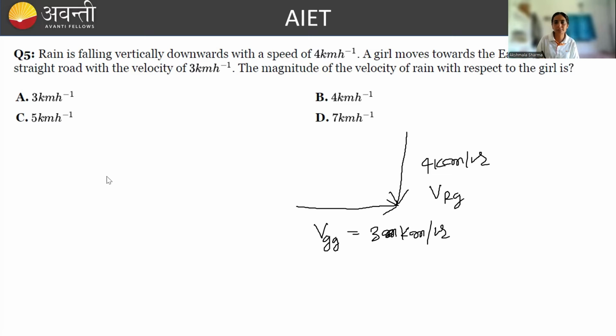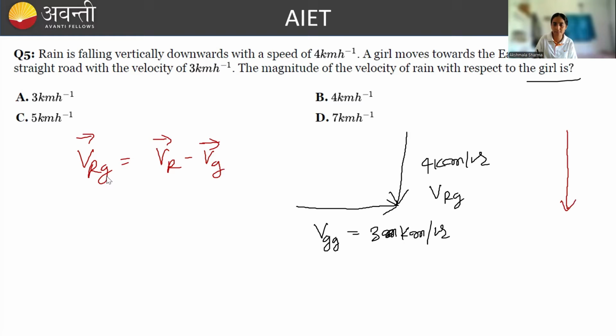Now the magnitude of velocity of rain with respect to the girl. So with respect to girl, what will be the velocity of rain? That is what we have to calculate, velocity of rain with respect to girl, VR minus VG. VR means velocity of rain with respect to ground. VG means velocity of girl with respect to ground. If you look here, velocity of rain is in this direction, and we have to subtract velocity of girl, so VG is in this direction, minus VG will be in this direction. So this is minus VG, this is VR.